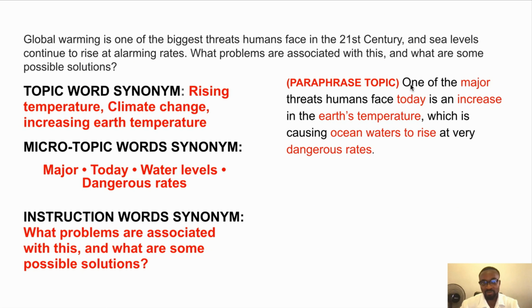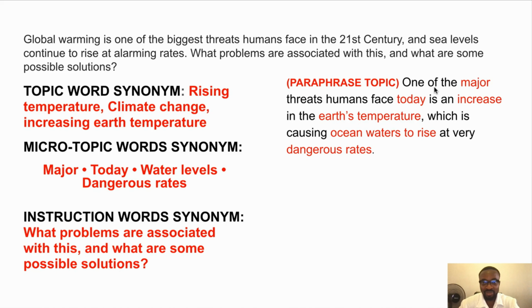So how do we write that global warming is one of the biggest threats humans face in the 21st century and sea levels continue to rise at alarming rates? Pause this video, try and make use of these synonyms to rewrite this essay before playing, and compare what you have with what I have. It might not necessarily be the same, but English is complex and there are different ways you can write the same thing correctly. So do that before playing the video.